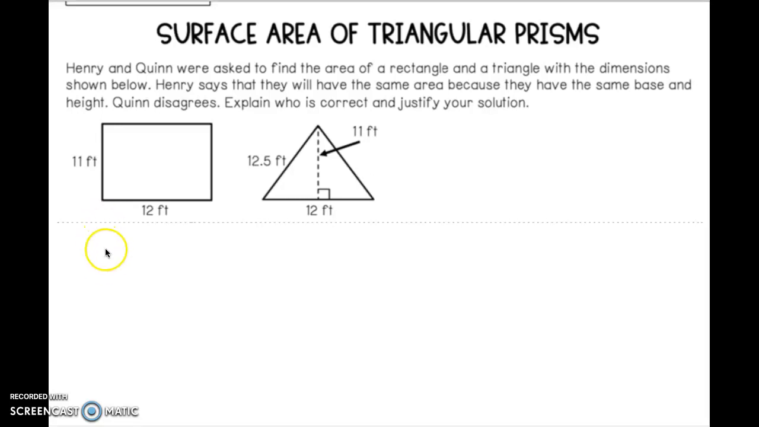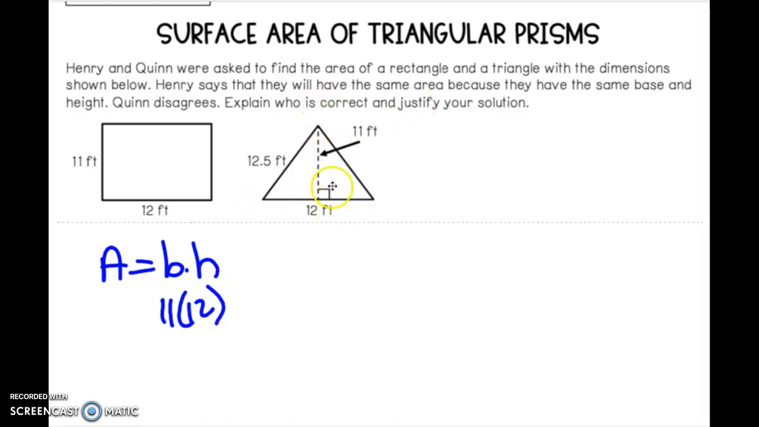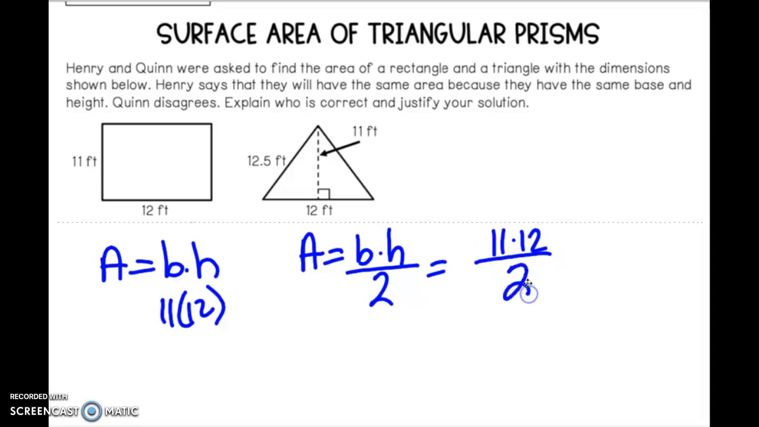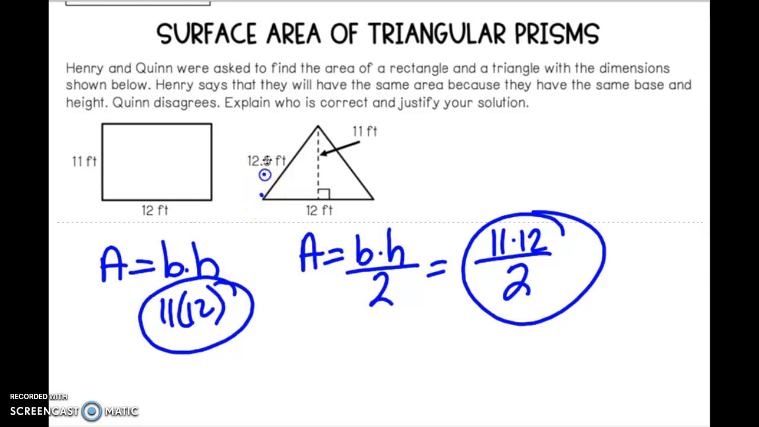So we have the area of a rectangle equals base times height. Even though this is 11 and this is 12, it would be 11 times 12. The triangle would be base times height as well, divided by 2. So it would be the whole thing, 11 times 12 divided by 2. So it would actually technically only be half of this. And if you did this, you can see why.